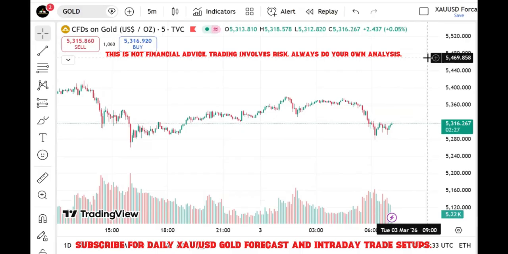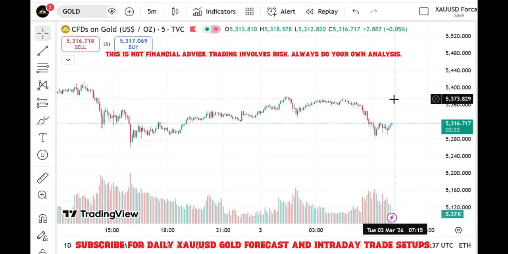You need a full 1 hour candle body to close above 5,380. A weak break above is not enough. You need a full close. That filters out false breakouts.